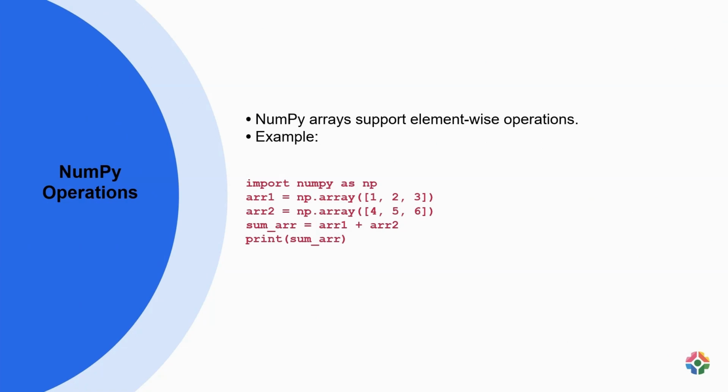NumPy arrays in Python facilitate element-wise operations, allowing for mathematical operations to be applied directly to each element of the array. Using the NumPy library, arrays can be created and operated upon efficiently. For example, creating two NumPy arrays r1 and r2 with elements 1, 2, 3, and 4, 5, 6 respectively, and then adding them together with the expression r1 + r2 yields a new array [5 7 9], where each element is the result of the addition of the corresponding elements from the two input arrays. This feature simplifies computations when working with arrays, making it easier to perform calculations on large data sets efficiently.